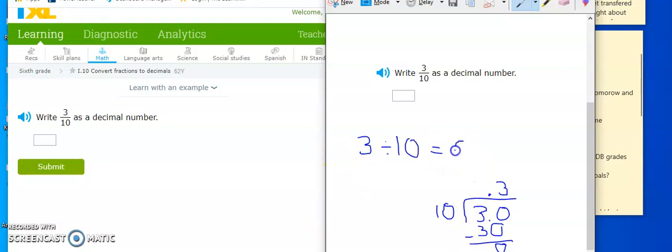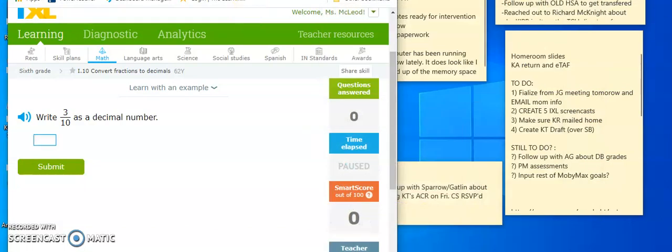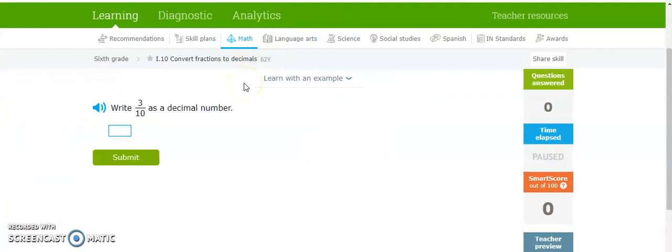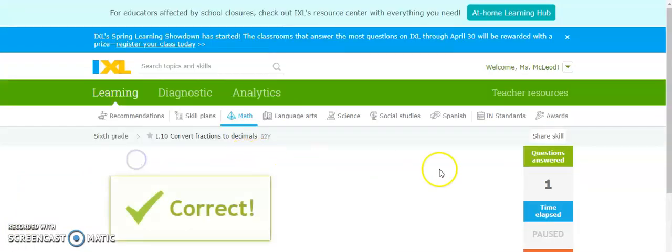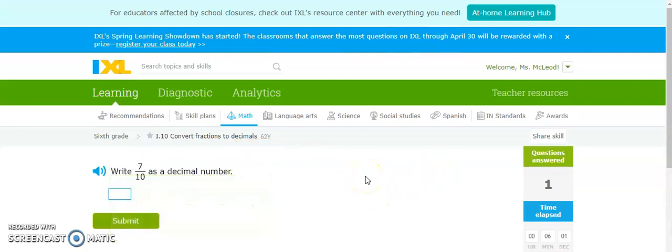So that's going to be my answer, 0.3. We can go over here and type in 0.3, and it should give us the correct answer. Yep, 0.3 would have given us the correct answer.